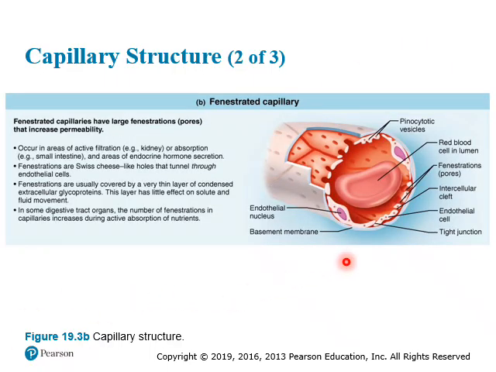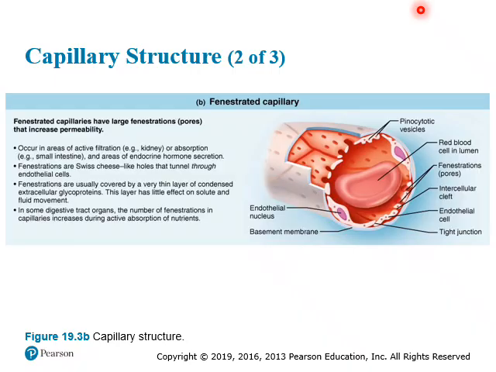Then you have the fenestrated capillaries. Take note that the fenestrated capillaries have big fenestrations, and you could see the holes right there. Those are the pores or the fenestrations. They are found in areas involved in active filtration, such as the kidney, or in areas where you have active absorption, the intestines, or in areas where you have an active secretion of endocrine hormones.